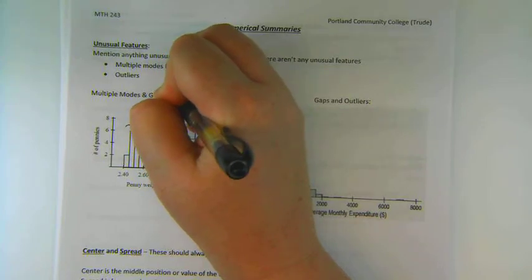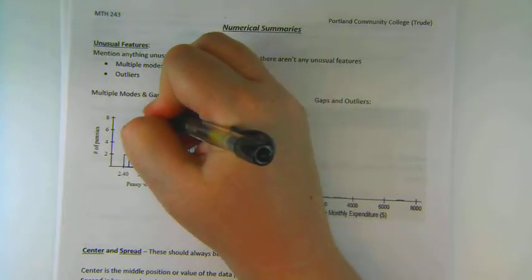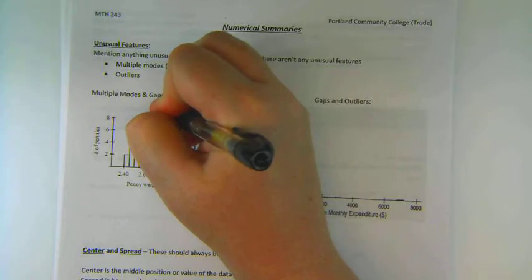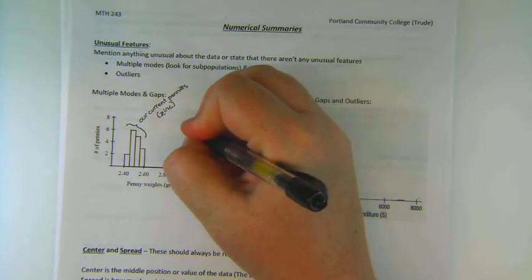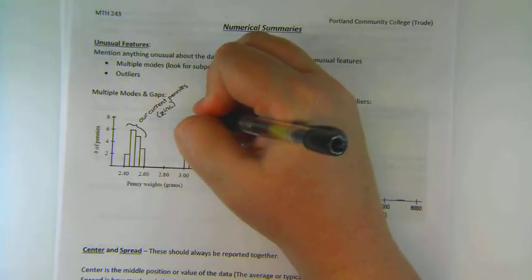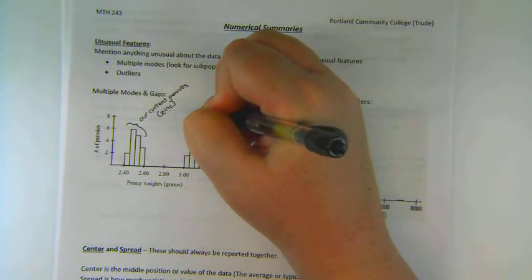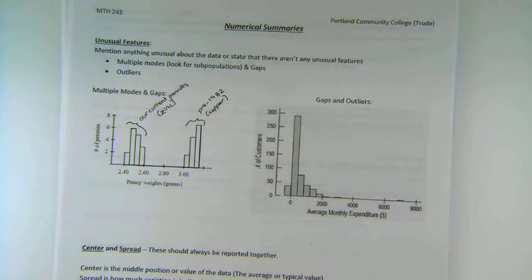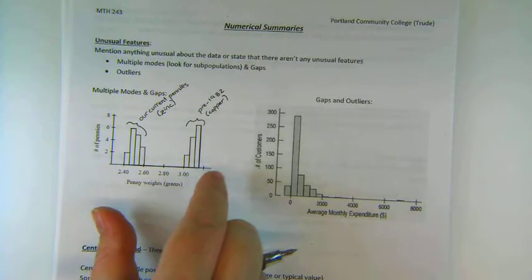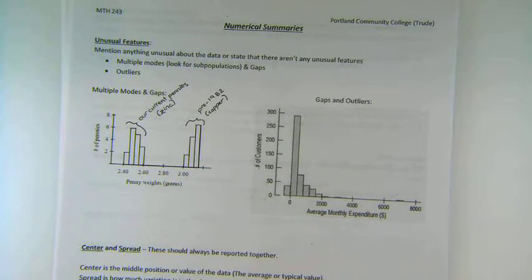And pennies nowadays are actually lighter because they use zinc. Whereas these are the old pennies, I think it's pre-1982 pennies. And these used copper. So what this shows is that within our data set, there are these subpopulations or something actually separating it. So that's an unusual feature we want to be careful of.